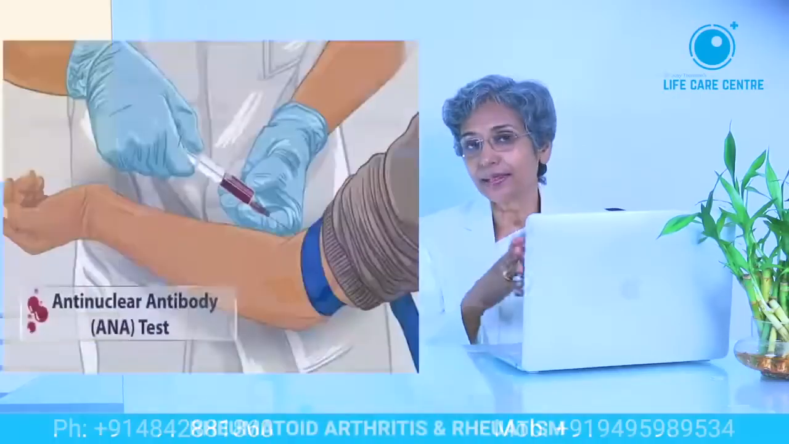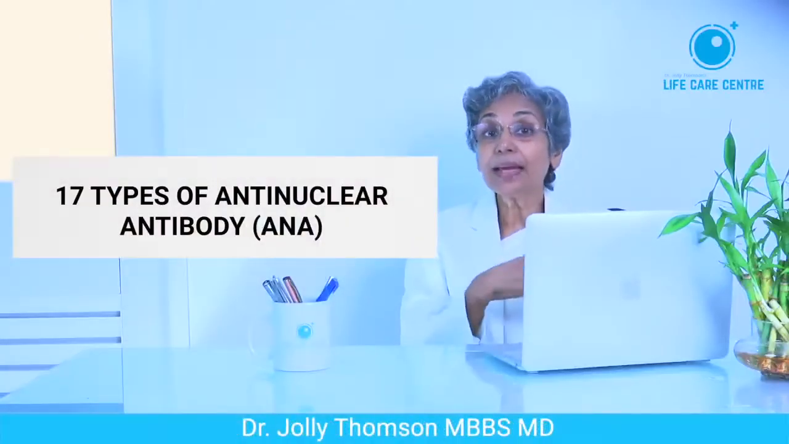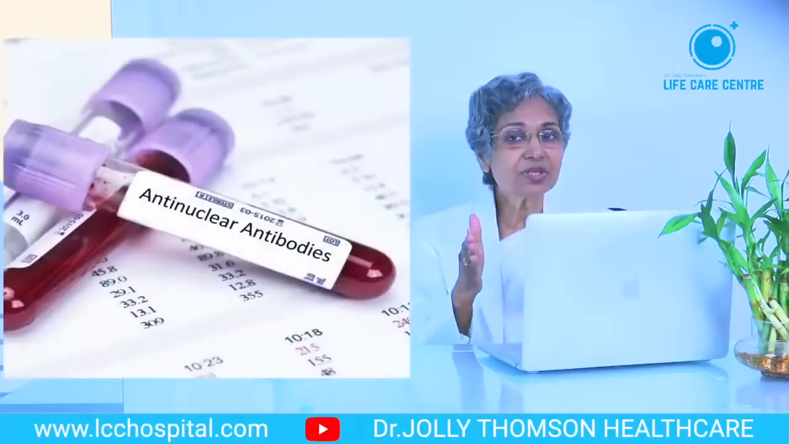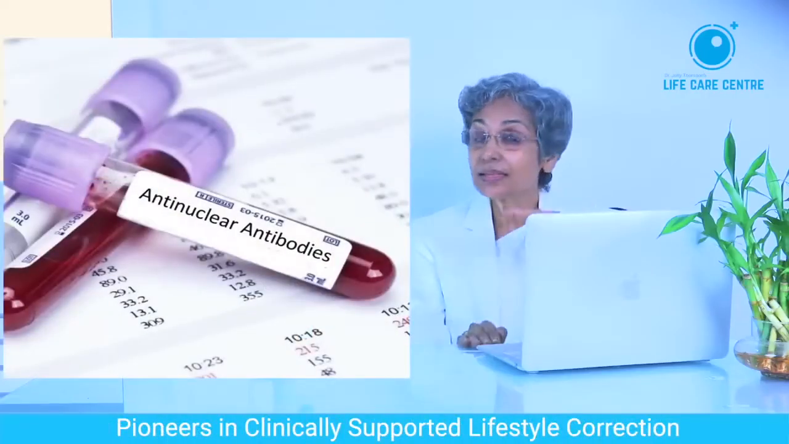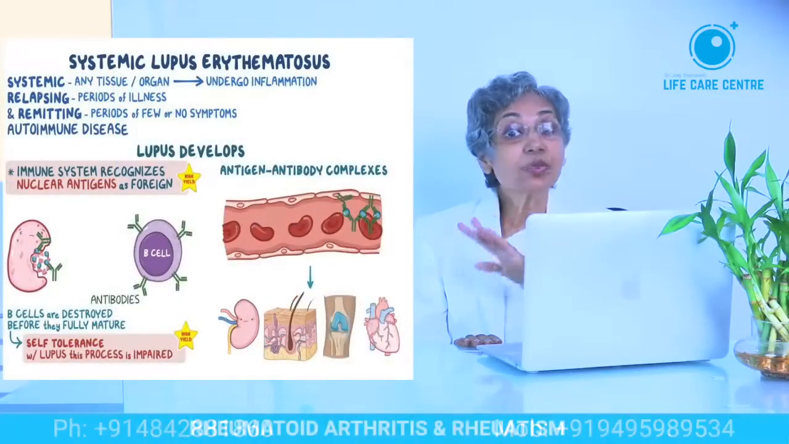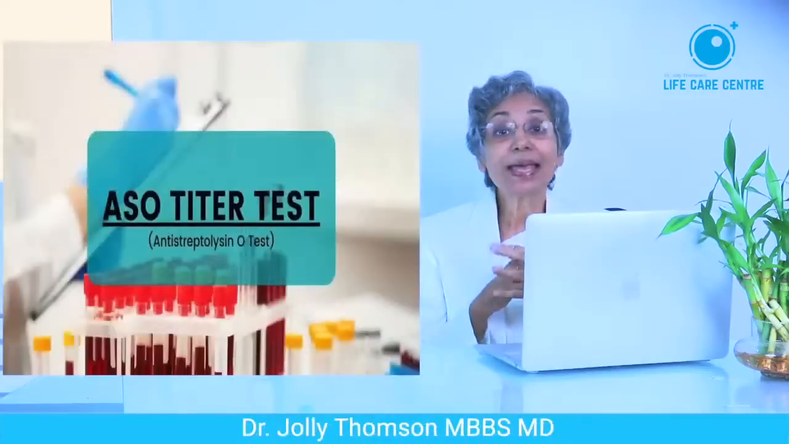Another autoimmune antibody usually checked is ANA, that is anti-nuclear antibody. There are around 17 types of anti-nuclear antibodies, and many of them can be positive in this. If the ANA is positive, we will take it as systemic involvement. Not only is the joint affected, other systems can be affected. So if ANA is positive, we will take it as SLE, that is systemic lupus erythematosus. Then another test usually done is the ASO titer.